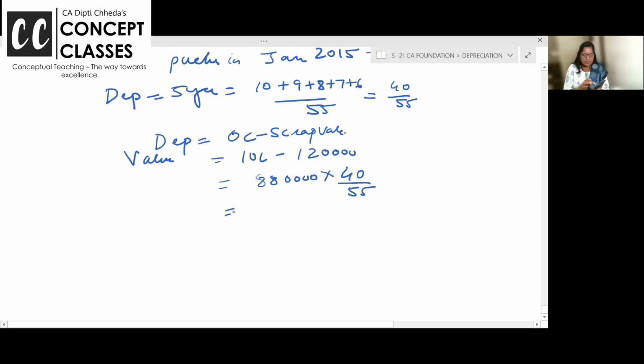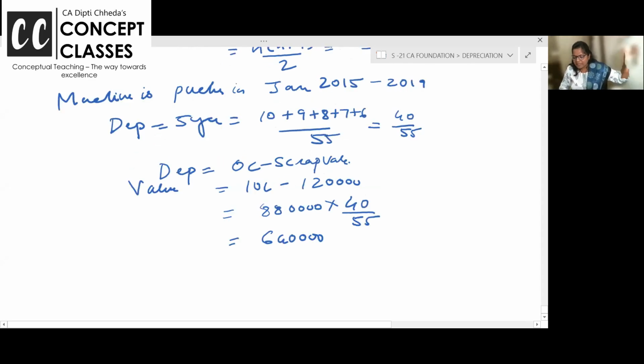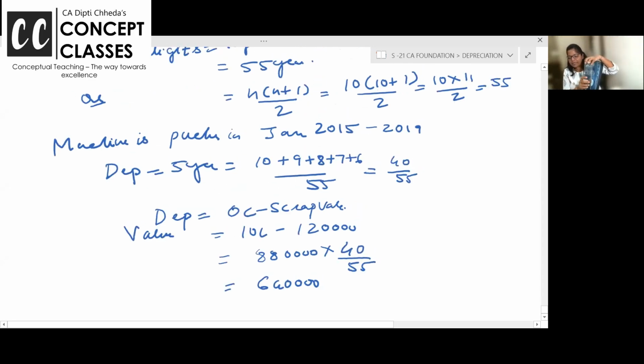Okay, do it. 880 into 40 divided by 55. This much depreciation is already charged. Take your time, do it slowly. If you have any doubt in the format anywhere, ask.